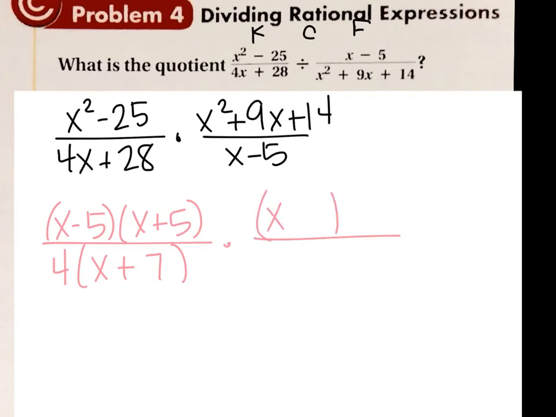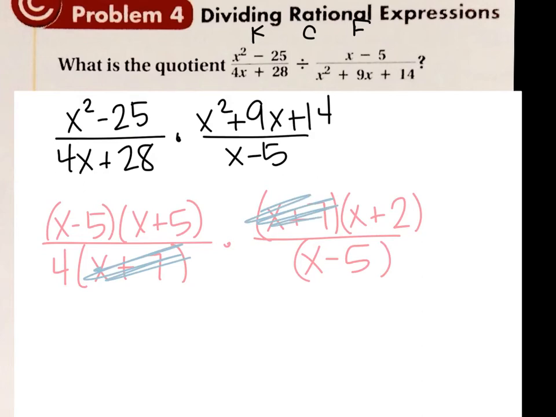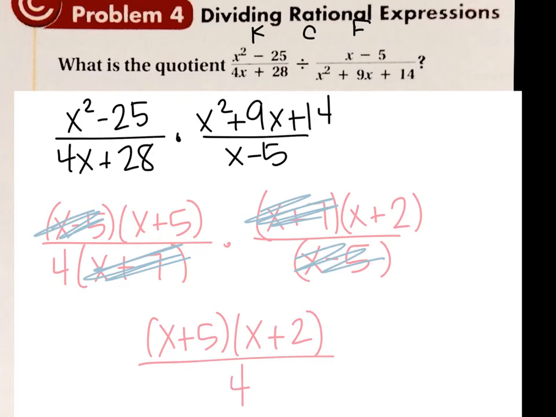Top right is a trinomial, so I'm going to ask myself what multiplies to give me 14 but adds to give me 9. That's going to be 7 and 2. Bottom right, I can't do anything, so I'm just going to leave it x minus 5. Now cancel everywhere you can. You've got an x plus 7 that'll cancel with an x plus 7. Also, remember, you can only cancel the bottom with the top. x minus 5 will cancel the x minus 5. And up top, I'm left with x plus 5 times x plus 2. On bottom, I'm left with 4.